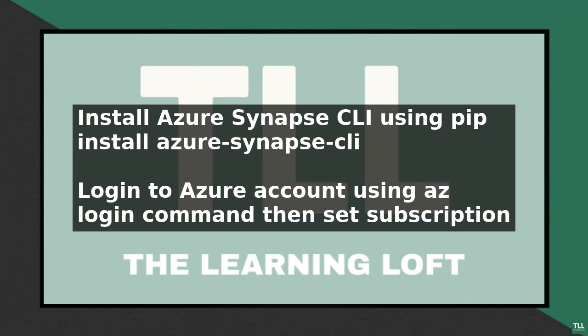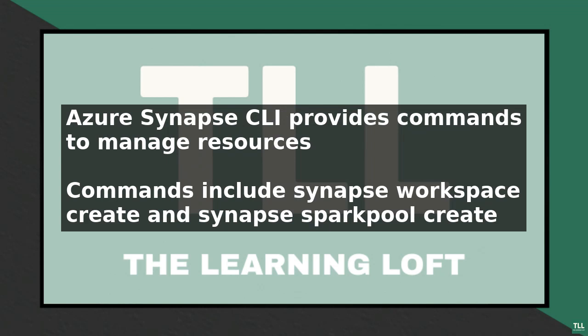Working with Azure Synapse CLI. To work with Azure Synapse CLI, you need to navigate to the directory where you want to run the commands. Then you can use the commands to create and manage your Azure Synapse resources. For example, you can use synapse workspace create to create a new workspace, and then use synapse spark pool create to create a new Spark pool in that workspace.